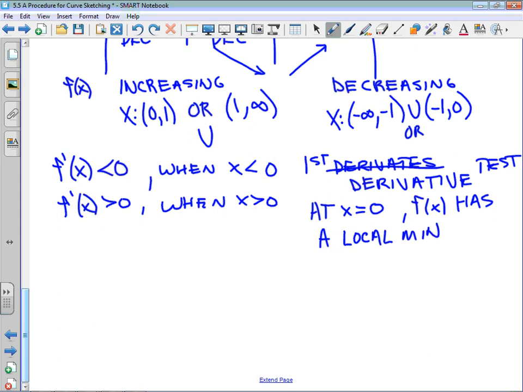But it's important that the local min, when x is equal to 0, is the point (0, 0). Right? That is the local minimum on our curve. All right. One heading left, which is concavity and points of inflection.